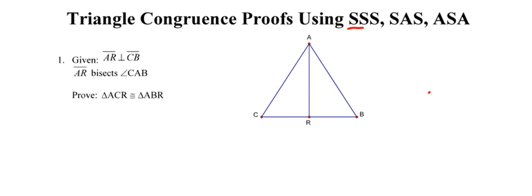The first of these shortcuts, side-side-side, says that when three sides of one triangle are congruent to three sides of a second triangle, the two triangles are themselves congruent. We can employ side-angle-side, in which two pairs of sides and the included angle in one triangle are congruent to two pairs of sides and the included angle in the second triangle. The triangles are congruent. And the third shortcut we could possibly employ is angle-side-angle, which says that when two pairs of angles and the included side of one triangle are congruent to two pairs of angles and the included side of a second triangle, the two triangles are congruent.